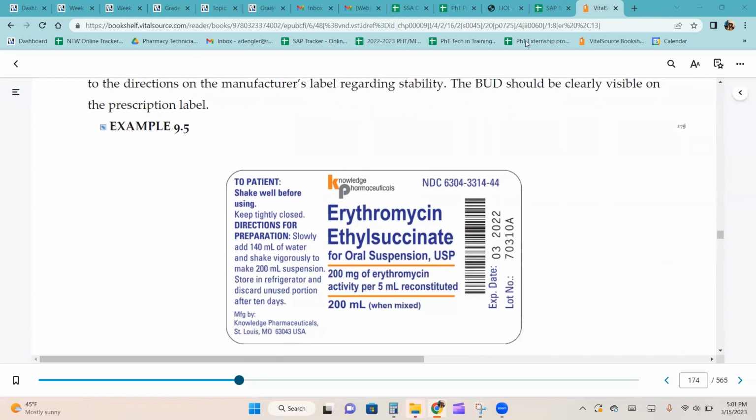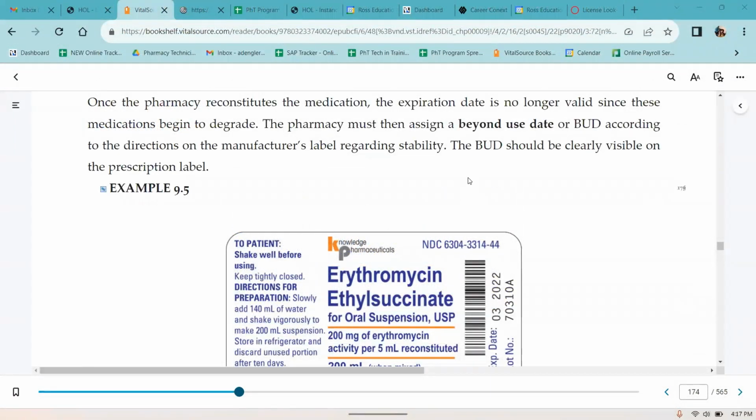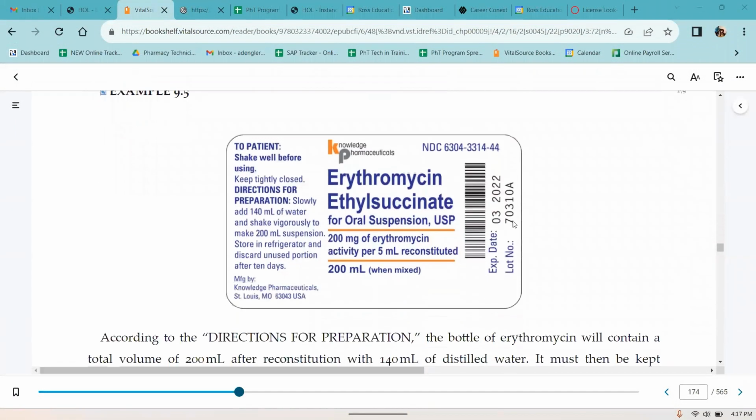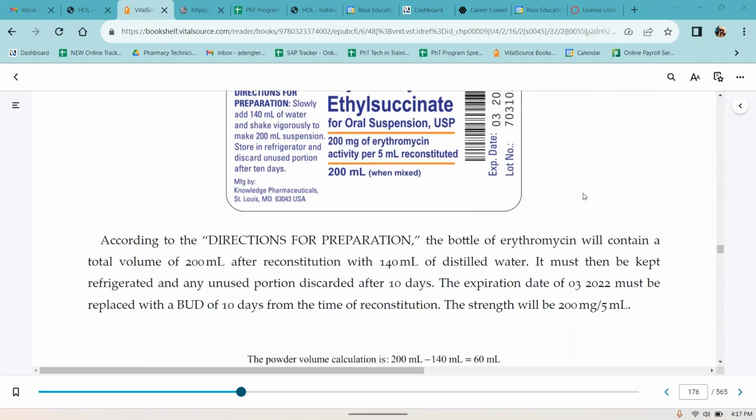All right, let's do example 9.5. We have a medication label for a reconstituted antibiotic, erythromycin ethyl succinate. According to the directions for preparation, the bottle of erythromycin will contain a total volume of 200 ml after reconstitution with 140 ml of distilled water. It must then be kept refrigerated and any unused portion discarded after 10 days. The expiration date of 3/22 must be replaced with the BUD of 10 days from the time of reconstitution.